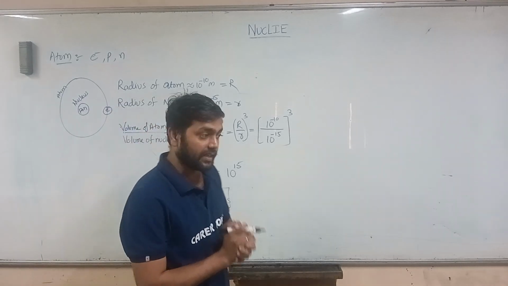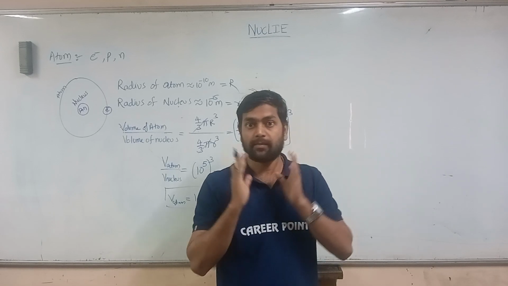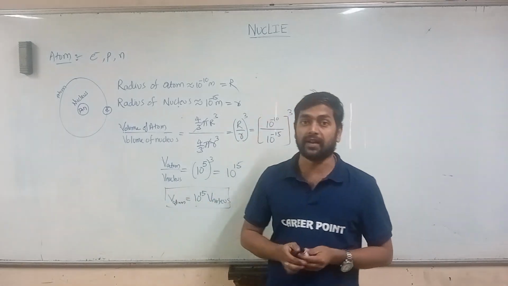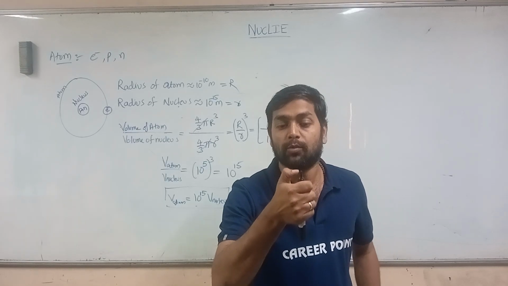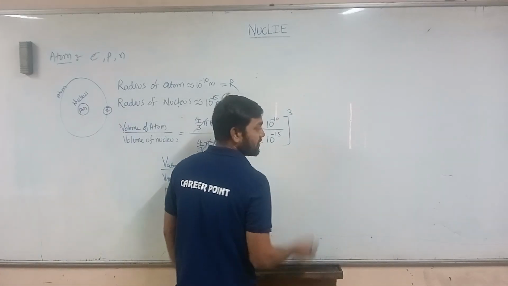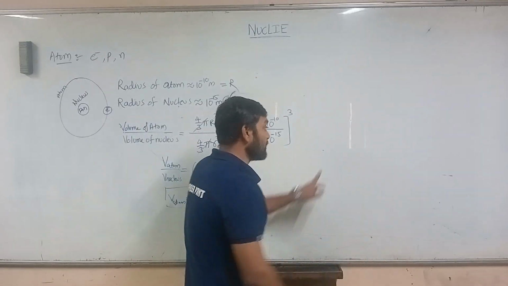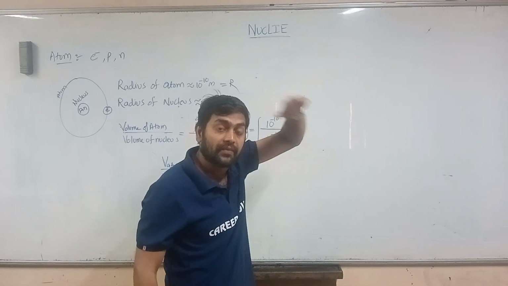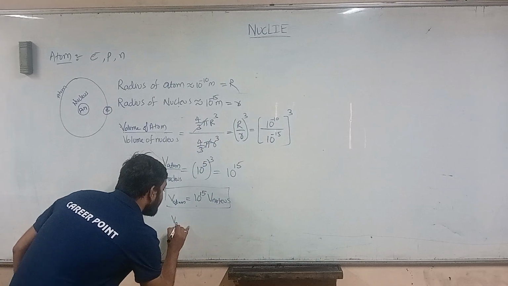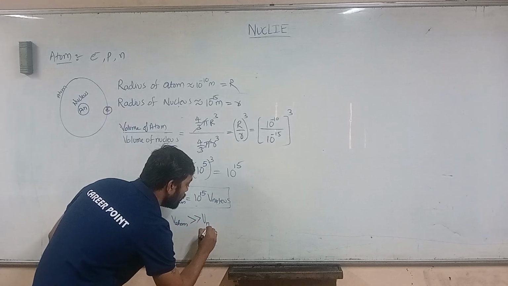Let us think that if the classroom is my atom, then the volume of the nucleus will be about the volume of the tip of this pen. If this is my nucleus volume, then you have to take 10 power 15 times of this nucleus volume. So the volume of the atom is very large compared to the volume of the nucleus.